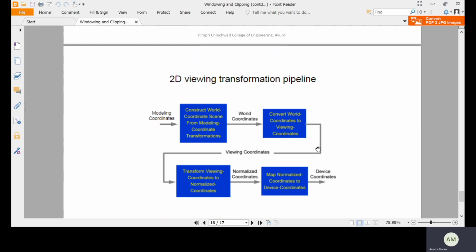Now, in our next lecture, we will learn about the clipping algorithm. That means how to remove the portions outside a given window. We will learn about that.